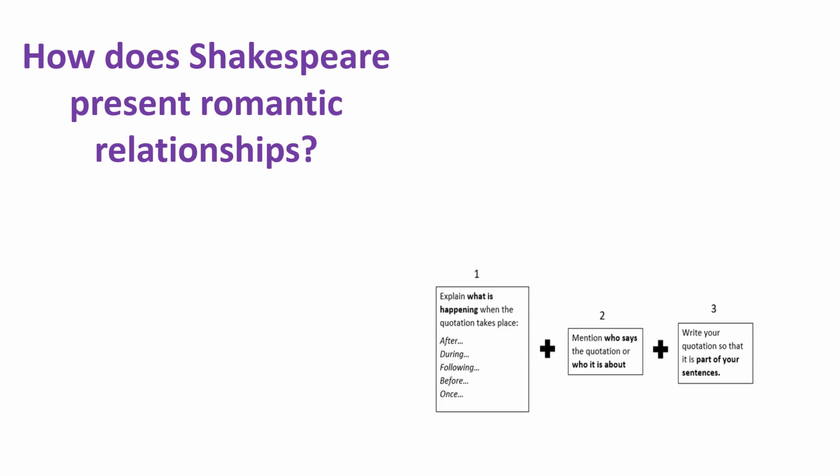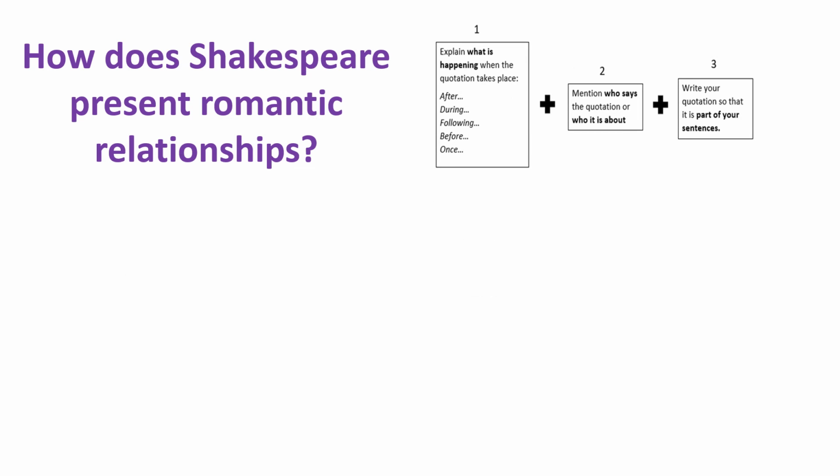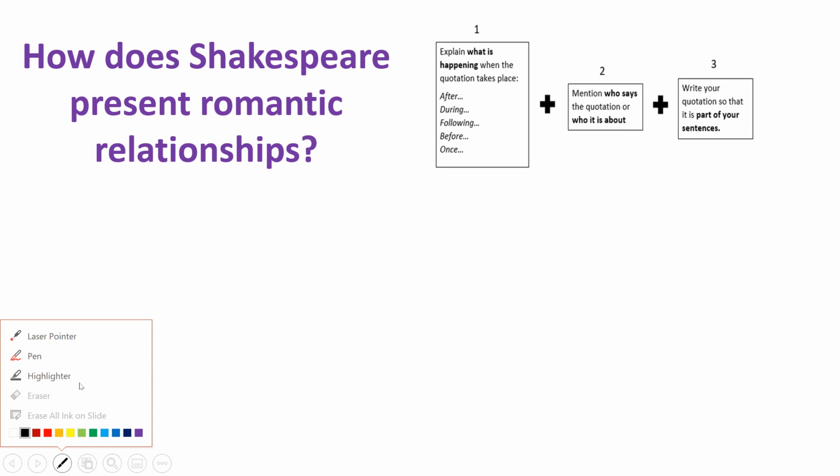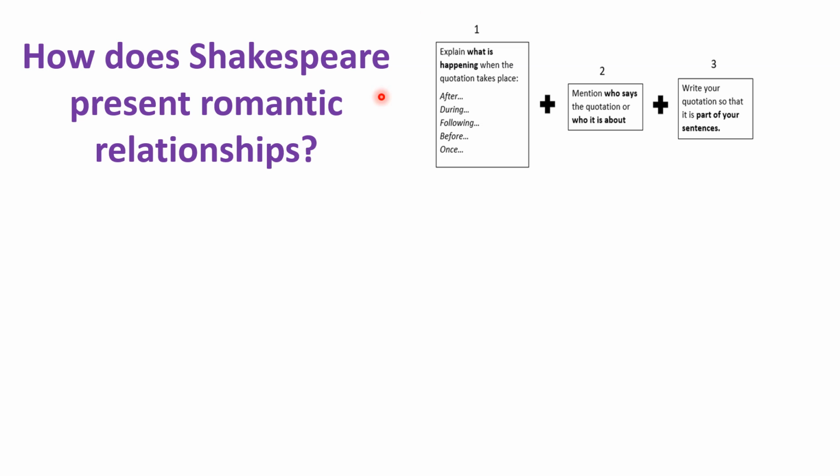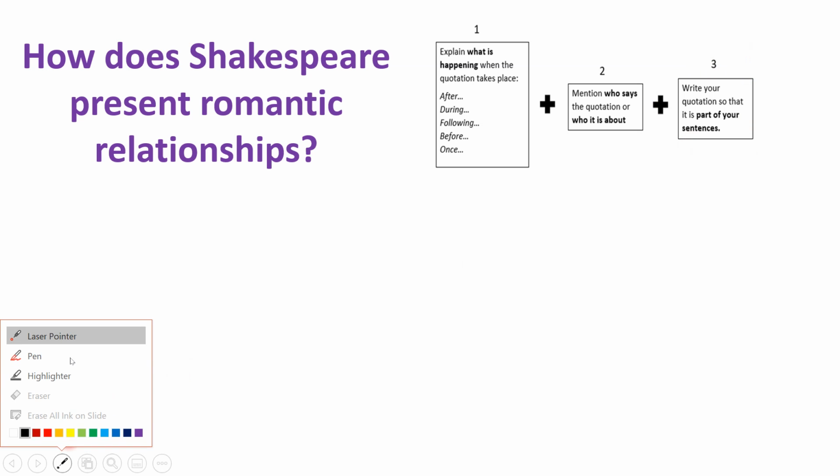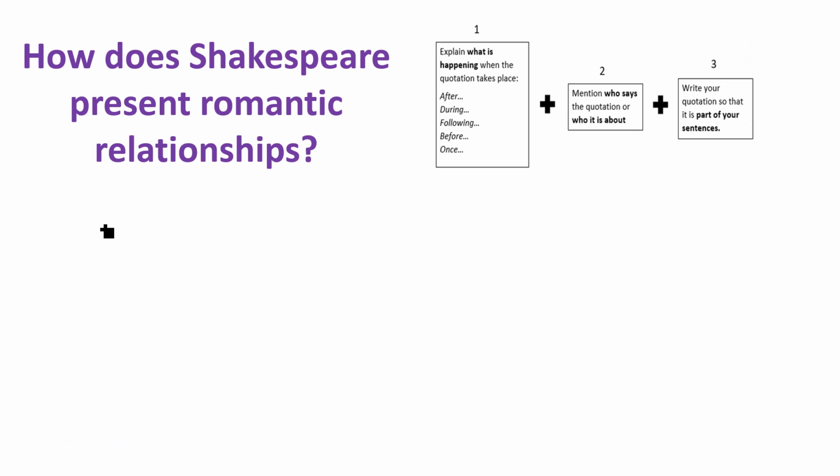You should have remembered that my next step is my quotation. And remember, in my quotation, I use this flowchart. I explain what is happening when the quote takes place. I mention who says the quote or who it's about, who's involved, and then I write the quote as part of my own sentence. Now, this is something that we struggled to do in our assessment, and we're going to do a lot of work on it to make sure it's perfect.